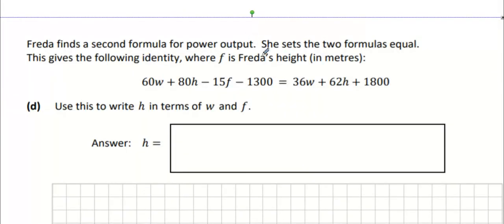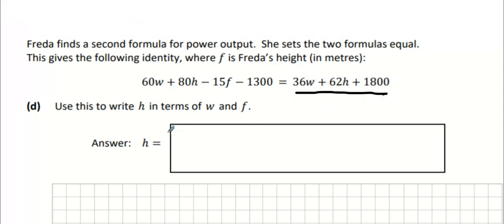Freda finds a second formula for power output. She sets the two formulas equal to each other. This gives the following equation. So this is the old formula, and this is the new formula. And we're looking to get h on its own.